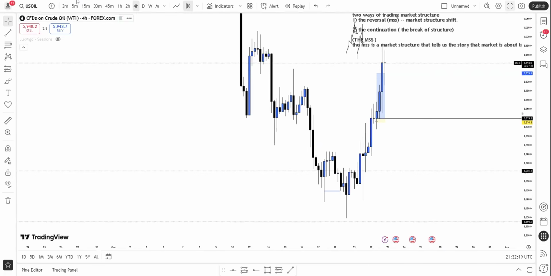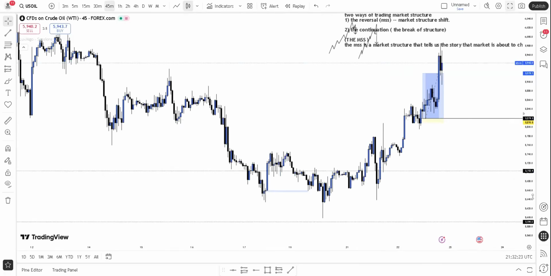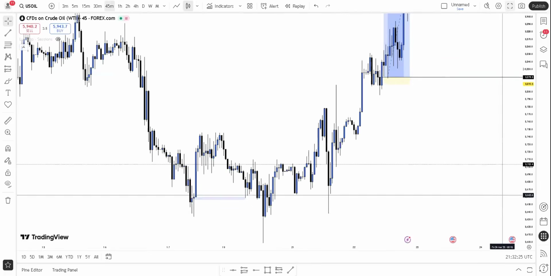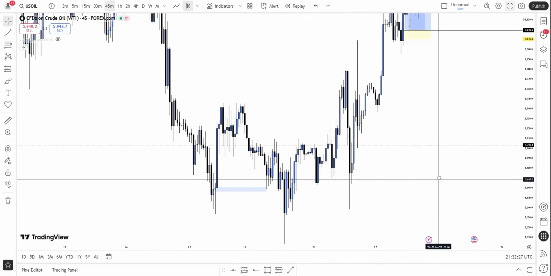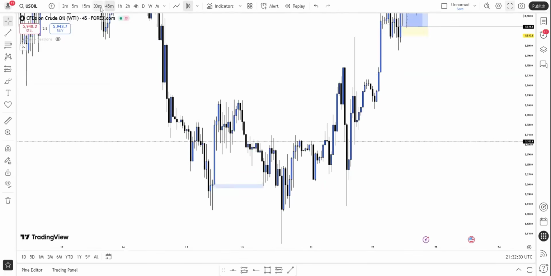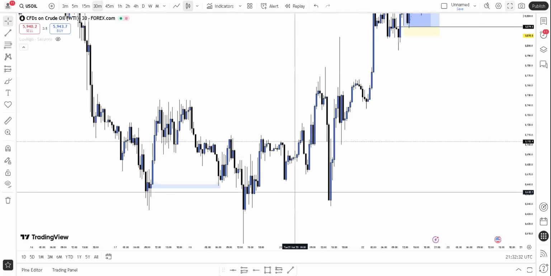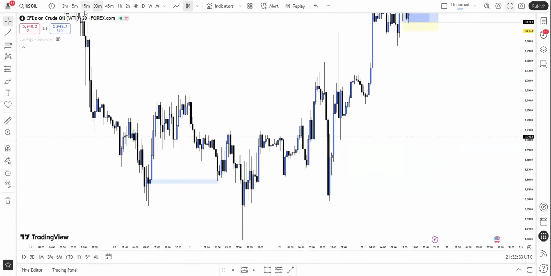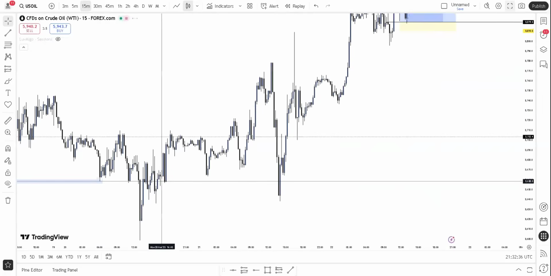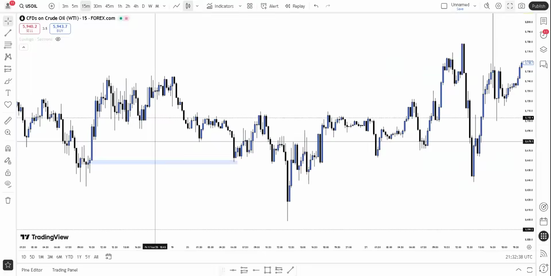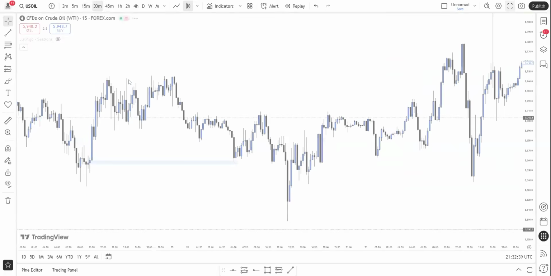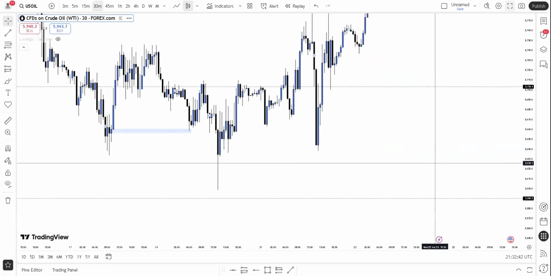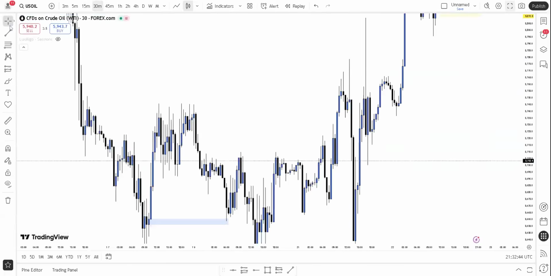Now, where do we look for our MSS? Let's go to the lower time frame. Let's scale lower to 30 minutes, because your MSS has to be very, very neat. So I believe you can see it. This is where the MSS occurred. This point here. Let me not lie to you, this is where it occurred.